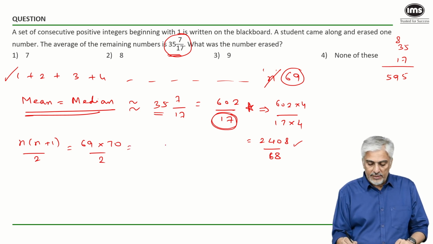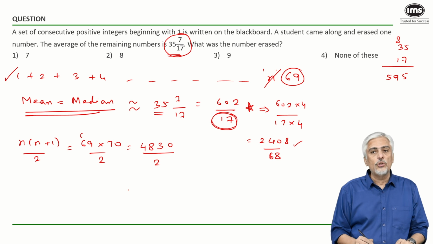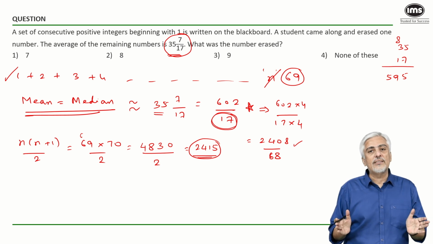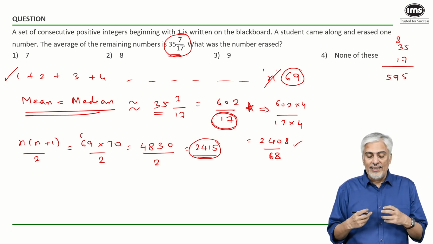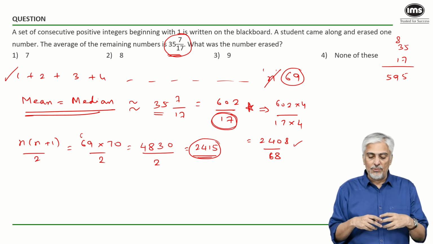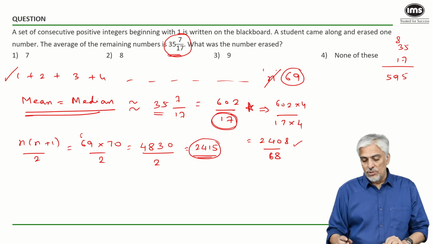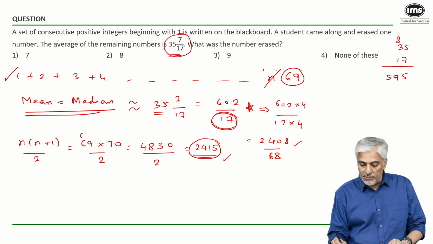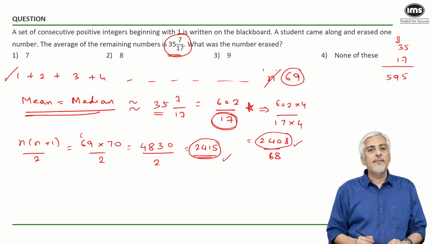7 nines are 63, 6 carry 42, 42 plus 6 is 48, so 4830 upon 2 will be 2415. That means the total of all the numbers before we erase that one number. The child came and erased one number. So the total was 2415, and after erasing that one number, the total was 2408.